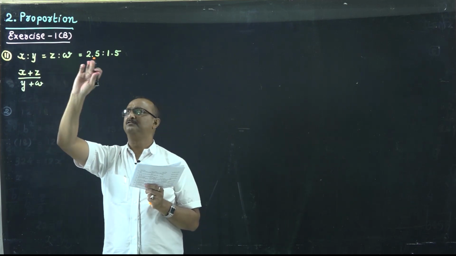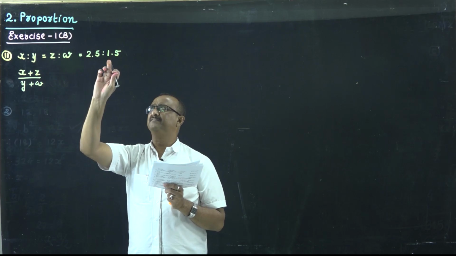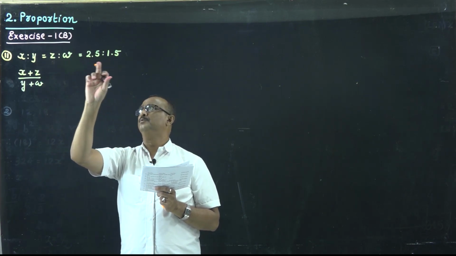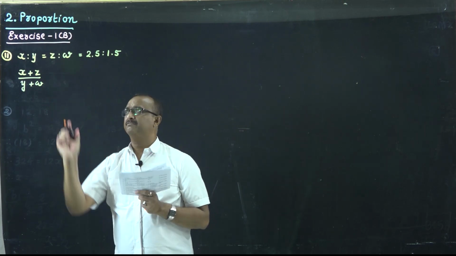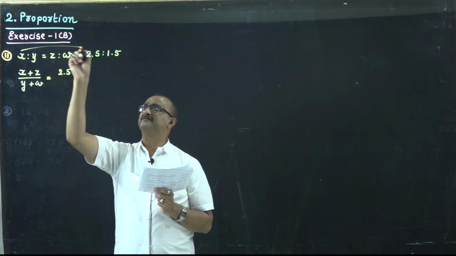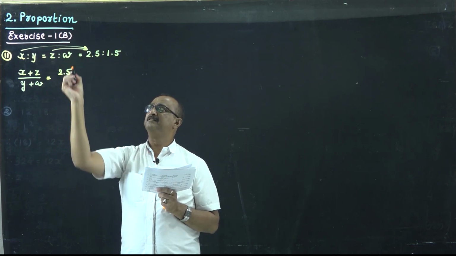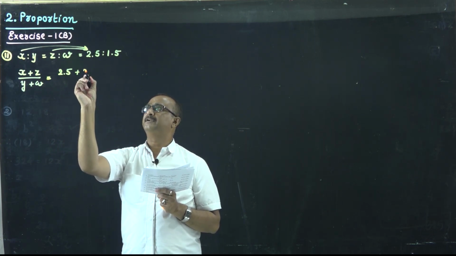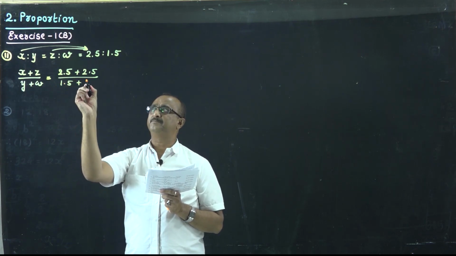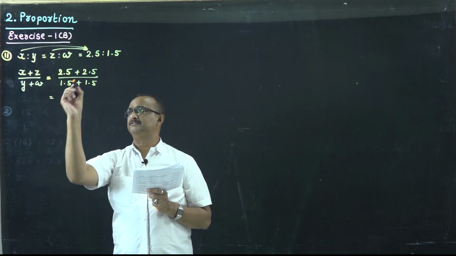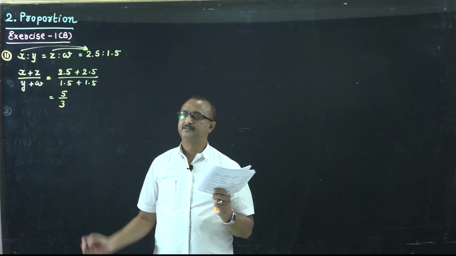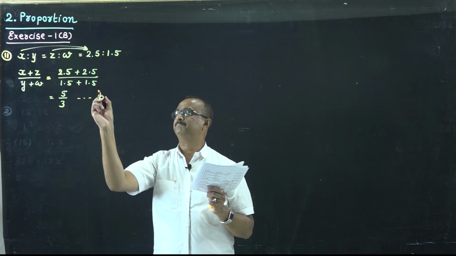Just putting x equal to 2.5, z equal to 2.5, y equal to 1.5 and w equal to 1.5, let's just solve it. 2.5 plus 2.5 upon 1.5 plus 1.5 is equals to 5 by 3 and the correct answer is option B.